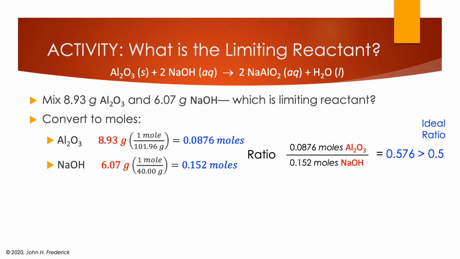So again, analyzing the fraction that I've used to get this, it tells me that what I have in the numerator is too large. So I've got more aluminum oxide than I need to get this reaction to go. I don't have enough sodium hydroxide. So that's a sure sign that sodium hydroxide is my limiting reactant in this case.